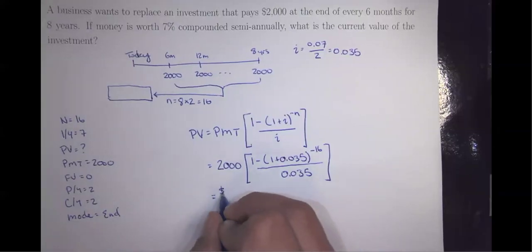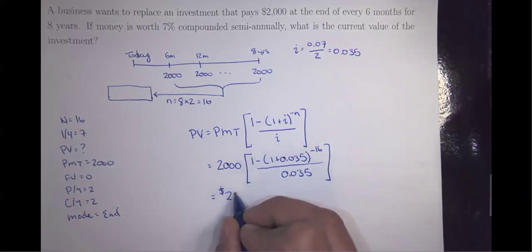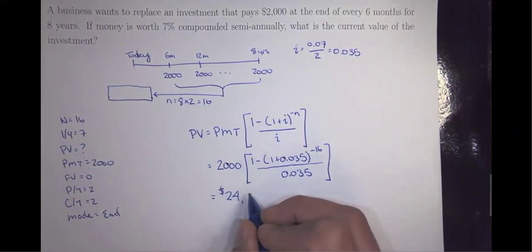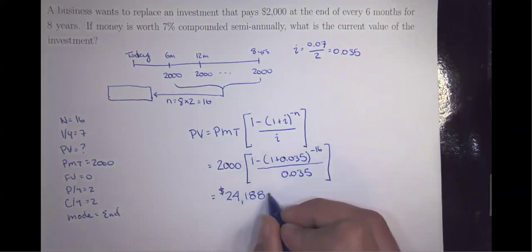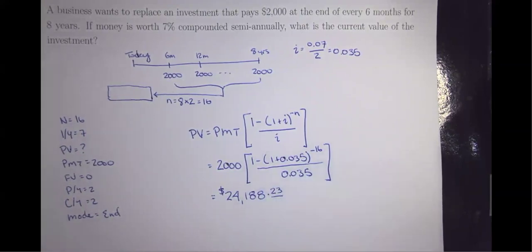So the present value here is $24,188.23. And that's how much these payments are worth in terms of dollars today.